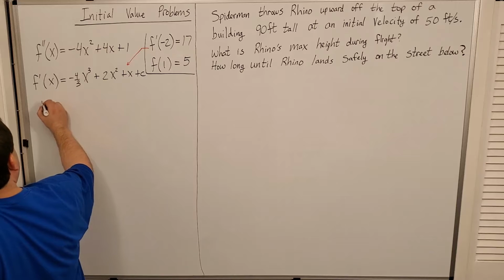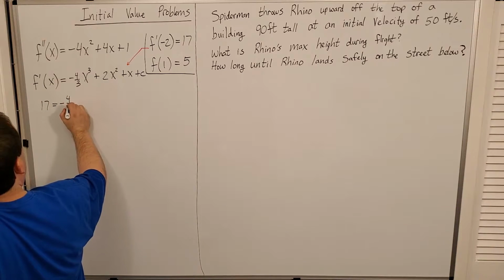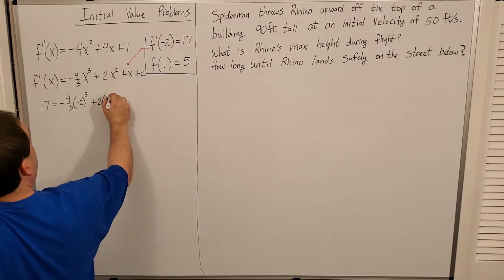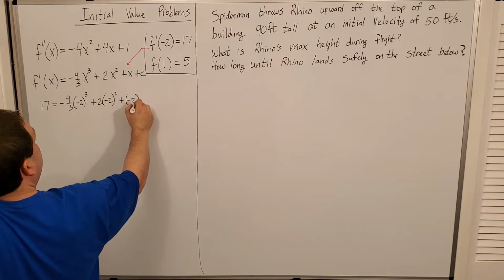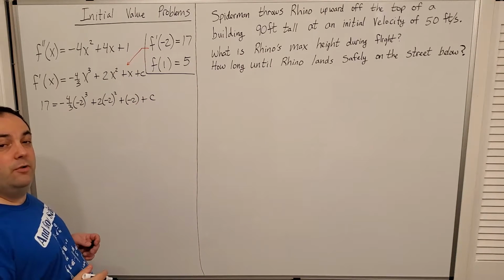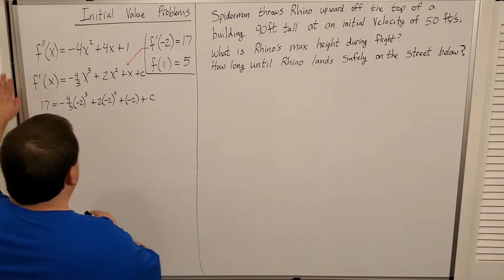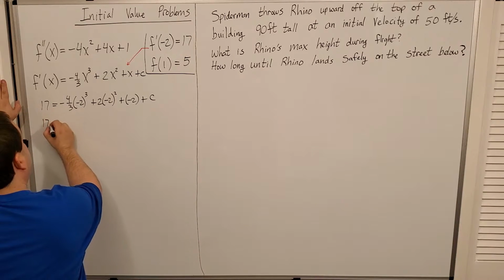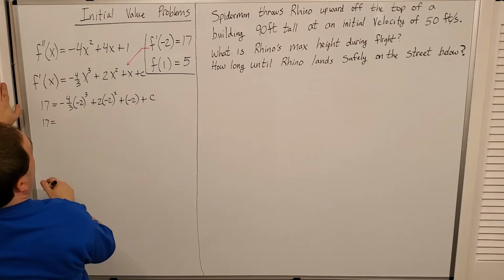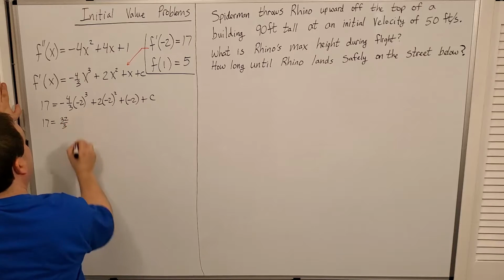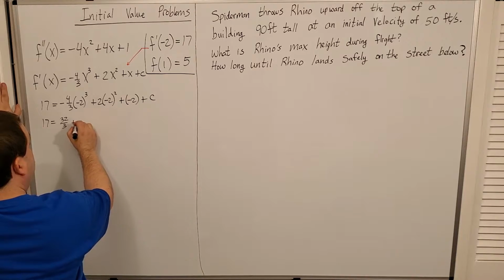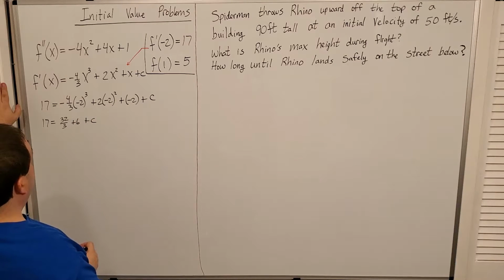So for a moment, I say 17 equals -4/3 times -2 to the third plus 2 times -2 squared plus -2. And I don't know what c is. That's the whole point of this. I'm trying to figure out what c is. Okay, so let's condense a little. That 17 is equal to, I've got -8 times -4/3. That gives me 32/3. I have 2 times 4 is 8. Minus 2 is another 6 plus c.